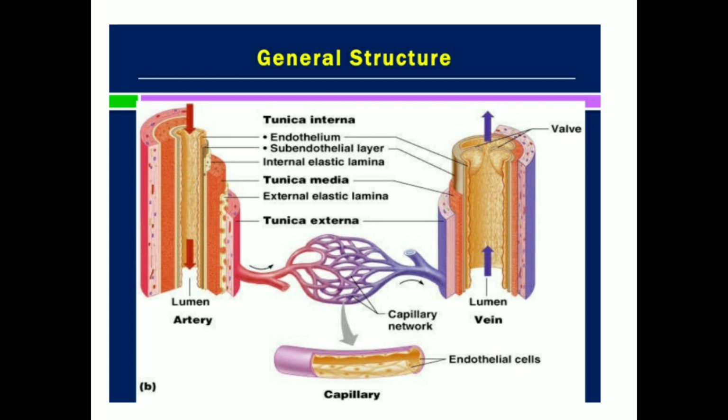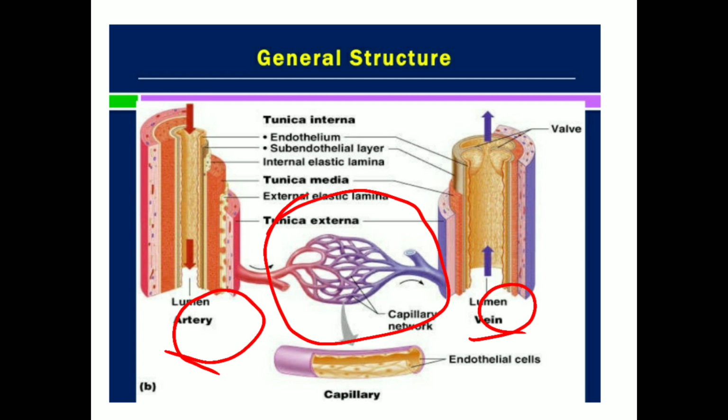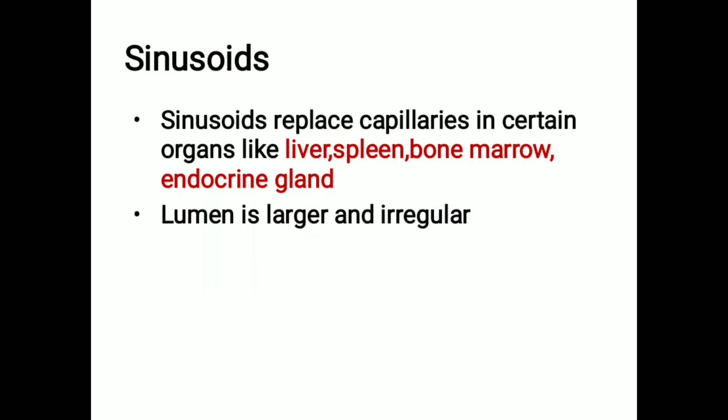Okay, so see here, this is the artery you're looking at and this is the vein. This is the tissue. So from the artery, arteriole, then capillary. From the capillary it will go into venule and into the vein. So that is about the capillaries.